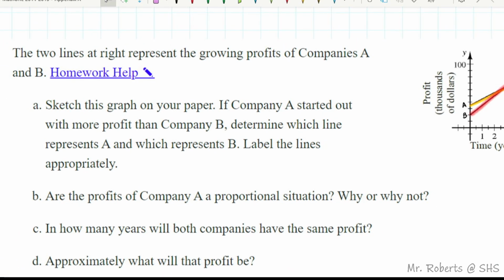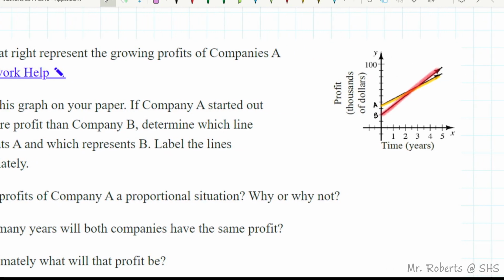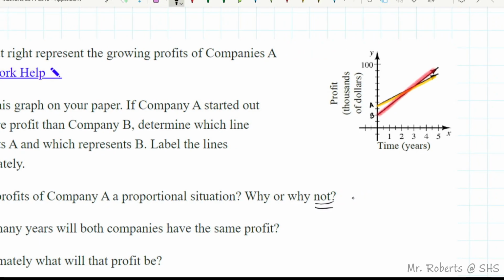And then next it says, are the profits of company A a proportional situation? Why or why not? Oh, definitely not, right? Definitely not, because 0, 0 is not part of the graph for that company, right? So that orange line, it's not part of it, so it's not proportional. Nope. Doesn't go through the origin.